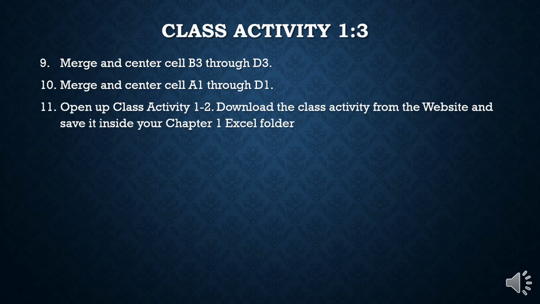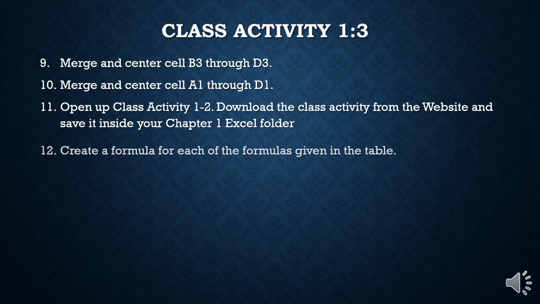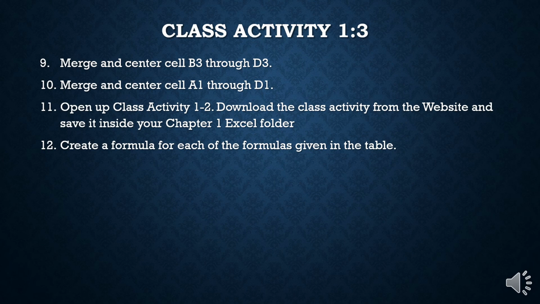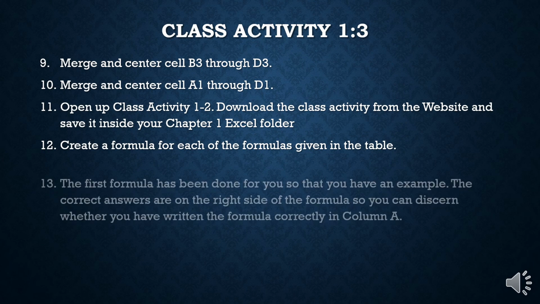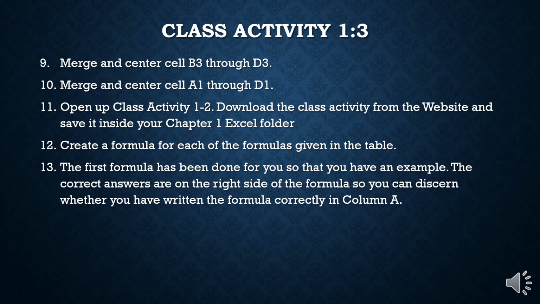Open up class activity 1-2 by going to the class website and downloading it to your flash drive. Save it inside your Chapter 1 Excel folder. Create a formula for each of the formulas given in the table. The first formula has been done for you so that you have an example. The correct answers are on the right side of the formula so you can discern whether you have written the formula correctly in column A.